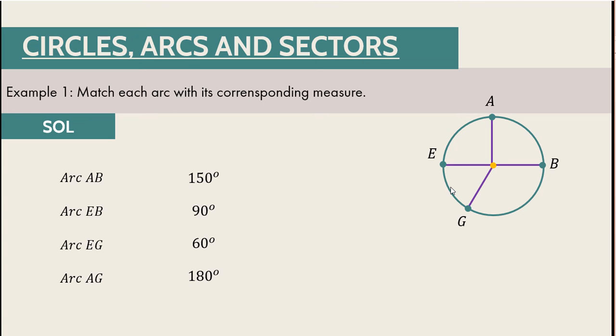Have you finished matching them? Okay, let me show you the answer. Hopefully it is exactly the same as yours. You can easily notice that the arc AB is a quarter of the circle, so it is 90 degrees. Arc EB is 180 degrees. It is the flat angle. And the arc EG is 60 degrees, and the arc AG is 150 degrees. Okay, that's how we use angles to measure the arc.